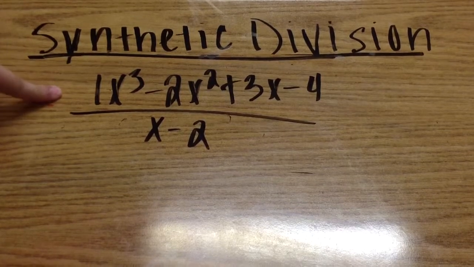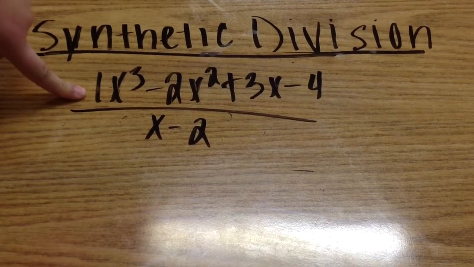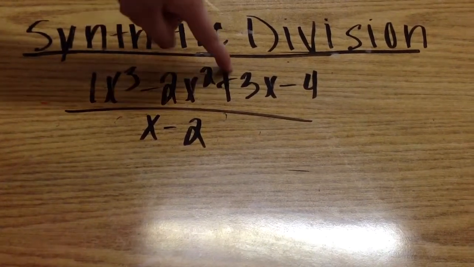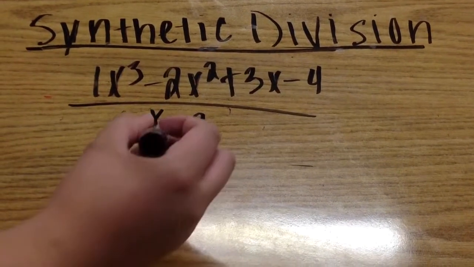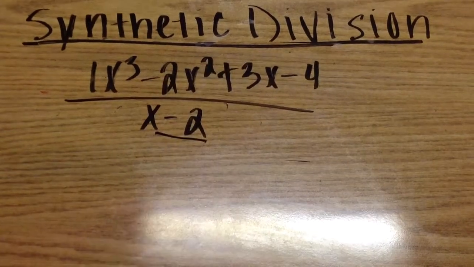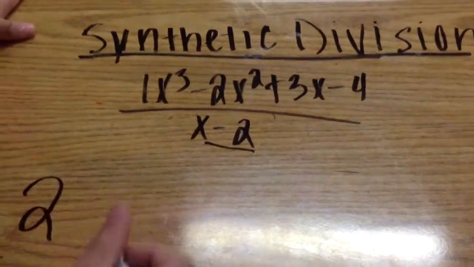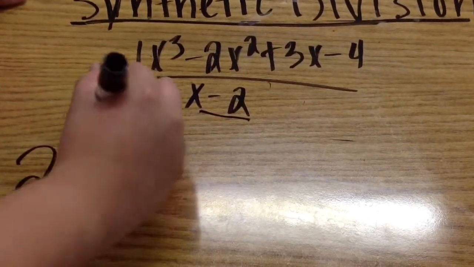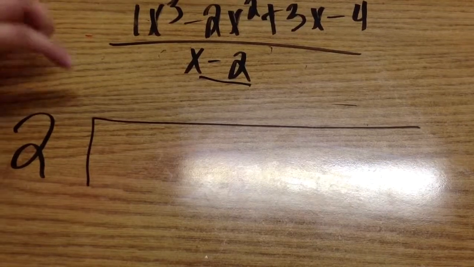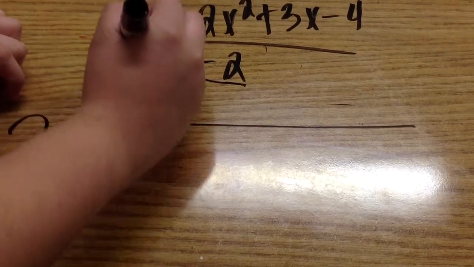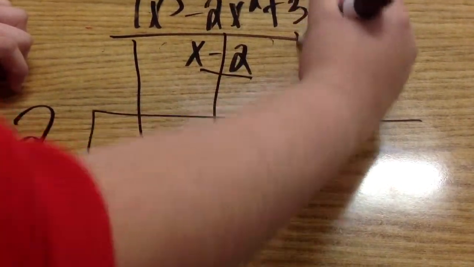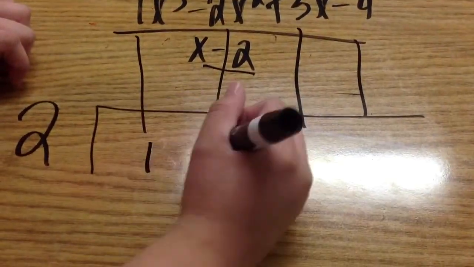For example, in the equation here, it's 1x cubed minus 2x squared plus 3x and then your constant of 4. Now we're going to take the negative 2 and make it the opposite, so it'll be 2, and we're going to put that outside of the division house, and then we're going to just bring down all of the coefficients, so 1, negative 2, 3, and negative 4.